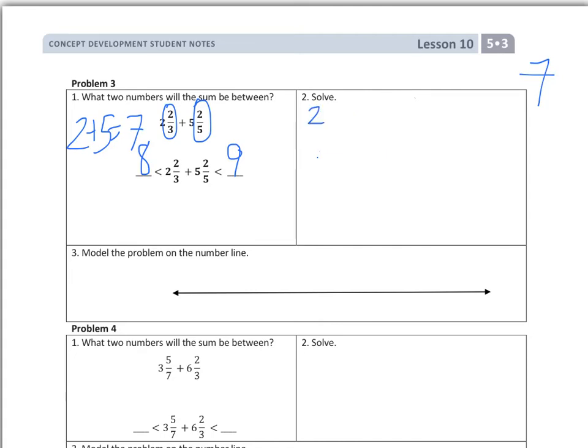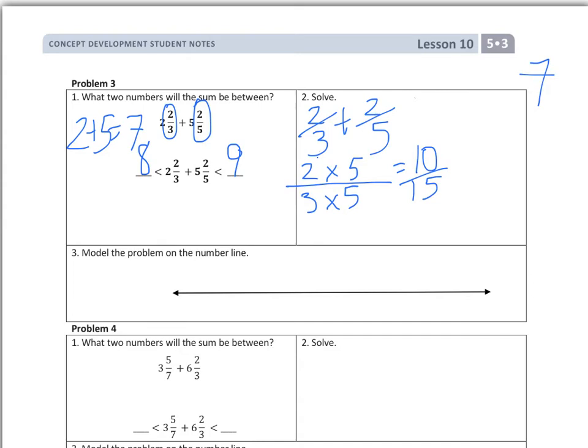So 2/3 plus 2/5. Well, they don't match, so I've got to change them. So let's see. 3 and 5, well, those can both go into 15. So times 5 equals. So I'm going to transfer my thirds over to 15ths first. So now I have 10 15ths.